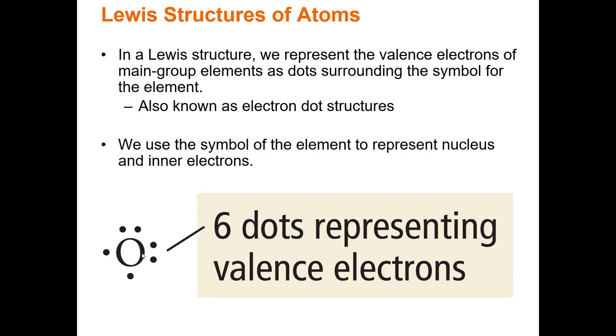Oxygen is the eighth element on the periodic table. Two of the electrons on oxygen are core electrons. They're underneath in the first shell, and six of the electrons are outside in the second shell, in the outermost shell. So there are six valence electrons on oxygen: 1, 2, 3, 4, 5, 6. So we put the symbol representing the element in the middle, oxygen in this case, capital O, surrounded by six dots that represent the six valence electrons of oxygen.